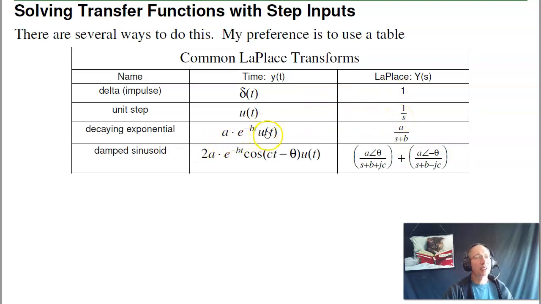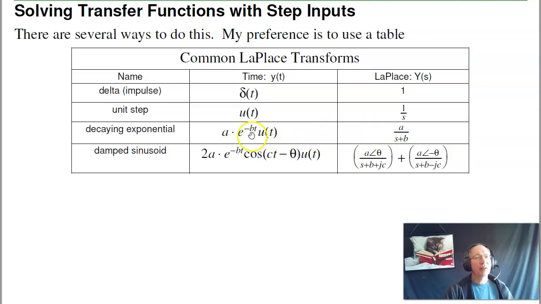Decaying exponential is a over s plus b. The pole, the root to the denominator, is at minus b. That's that exponent. Again, this one we'll just assume. Go back to signals to see the derivation.